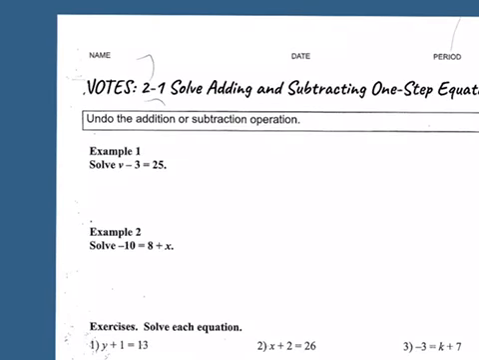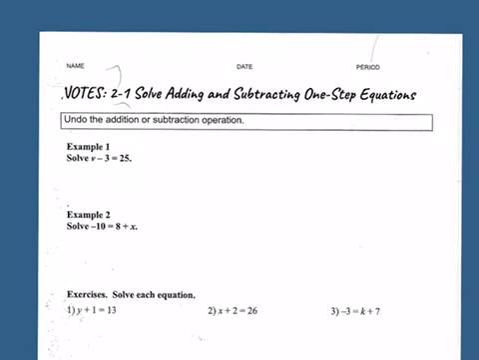So equations, this is our next unit. We're going to start with just the one step. So that really just means one operation. And they're split up into, today is just adding and subtracting. So your one step that we do is going to be either adding or subtracting.